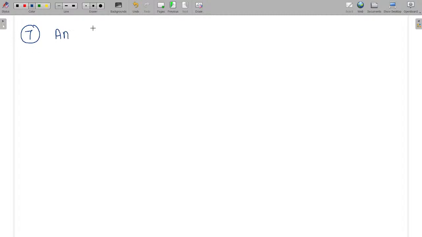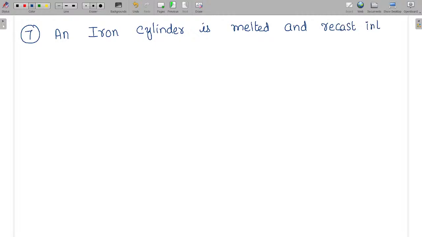An iron cylinder is melted and recast into spherical balls of same radii. Radii is the plural for radius. Same radii.